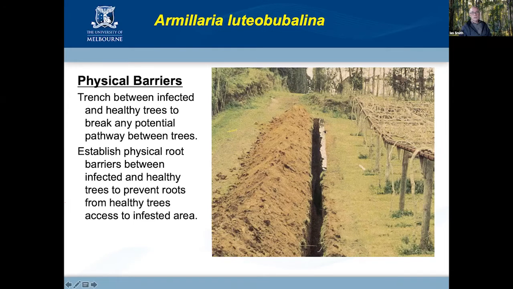In this case here, you have the Armillaria over here in the forest, and this is a kiwi plantation. And what they've done is they've built a barrier here to prevent the roots from coming down through into the plantation, and that prevents the pathogen moving into the horticultural situation. So you can establish physical barriers between them, to prevent these roots getting in.